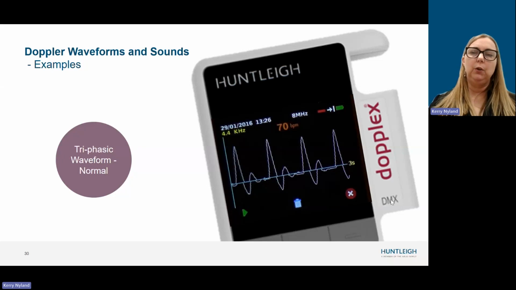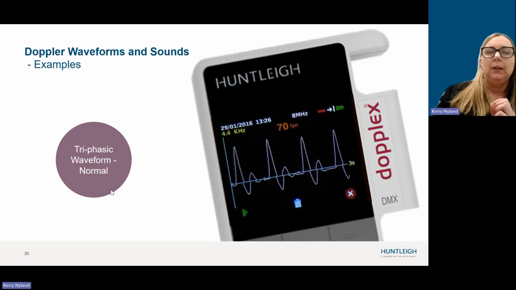This clip shows a normal triphasic Doppler waveform. You can see the visual there: you've got forward and reverse flow, and there's also a third phase. I've recently been converted to using headphones thanks to my colleague Steve, who showed me that you can actually hear the forward and reverse flow in your left and your right ear, which is really handy. We're just going to have a listen to a triphasic pulse.